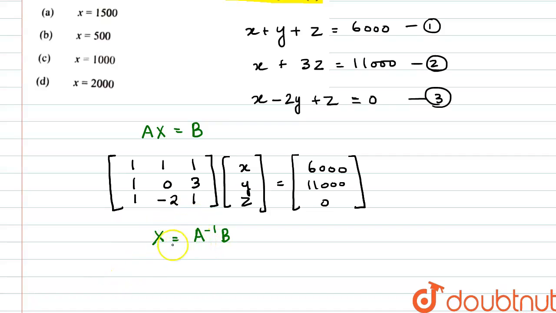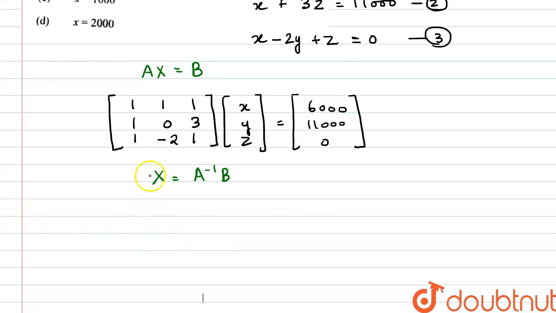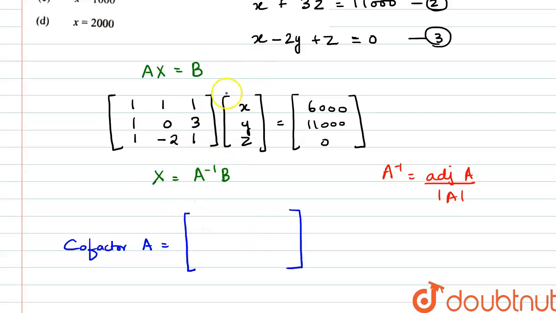So for A inverse, we have to first find the cofactor of A and then adjoint of A, because we know that the formula for A inverse is equal to adjoint of A divided by mod of A. This is the formula for A inverse. So we have to find adjoint of A, for which we have to find the cofactor matrix.